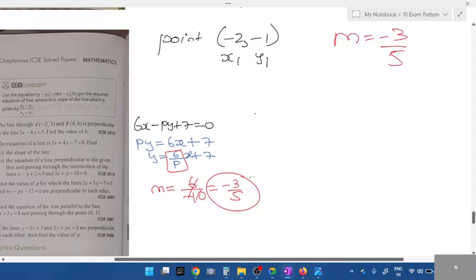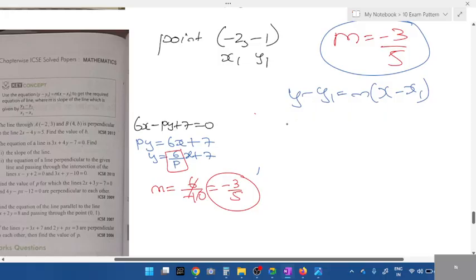Just because it is parallel, this slope also will remain same. Y minus y1 is equal to m into x minus x1. Y minus y1 is minus 1. M is minus 3 by 5. X minus of minus 2. Is it clear, students? All of you understood?